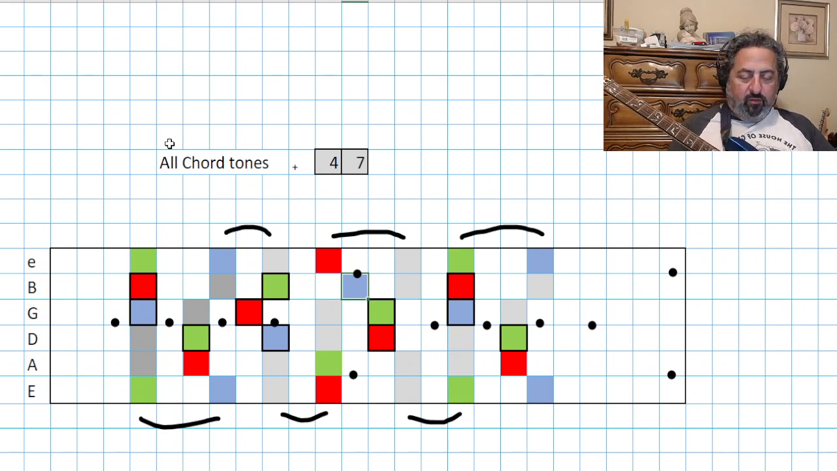And here, every time I hit a blue note, I was bending. It sounds cool to bend that 3 almost to the major third, but not quite. You could even get there.